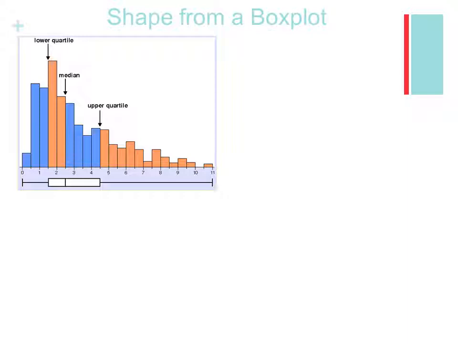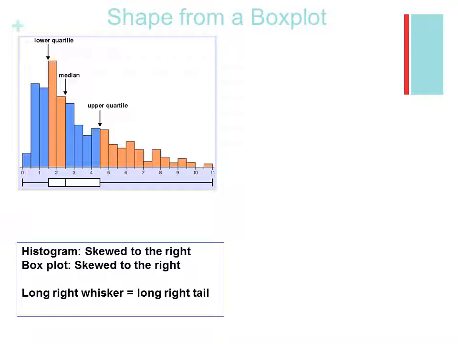I have a long right whisker, and if you notice, the median is not in the middle of the box. It's more towards the left-hand side, because remember that the median is going to be around where most of your data is lying, because it's a typical value. So this indicates over here that 25% of your data is between 0 and 2, that there's a lot of data on the left-hand side of your graph, which means it's going to be right skewed. Okay, so the histogram was skewed to the right, the box plot was skewed to the right. How could I tell? There was a long right whisker, which indicates a long right tail.